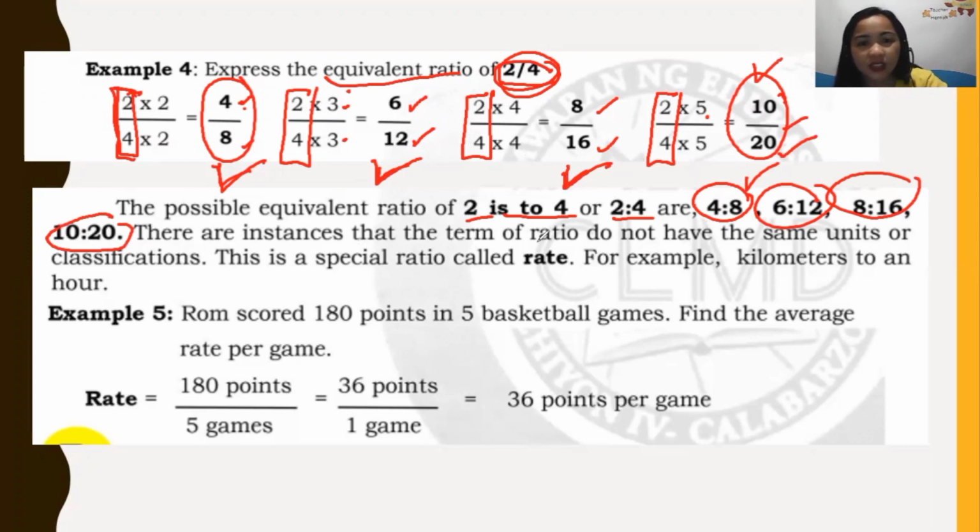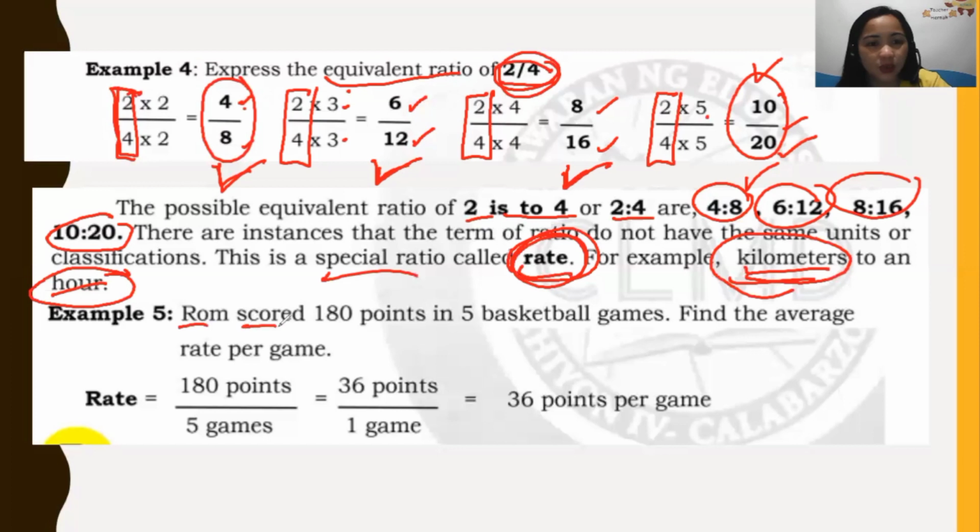There are instances that the terms of the ratio do not have the same units or classification. This is a special ratio called rate. For example, kilometers to an hour. They have different units, and at the same time different classifications of measurement. One is kilometers, which is length, and the other is time. So we cannot convert kilometers into hours. So, that is a special ratio, or what we call rate.